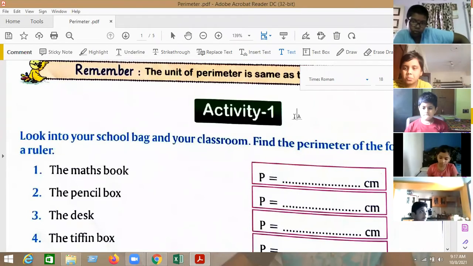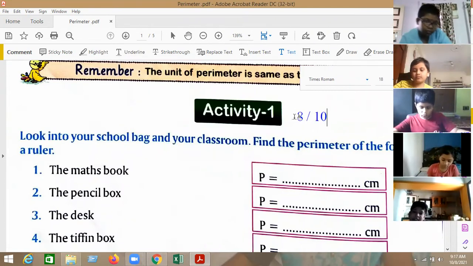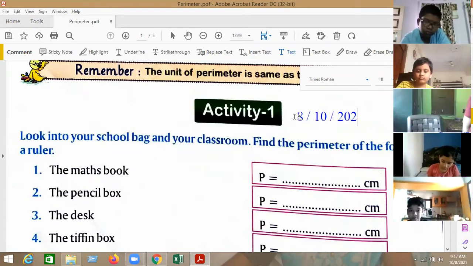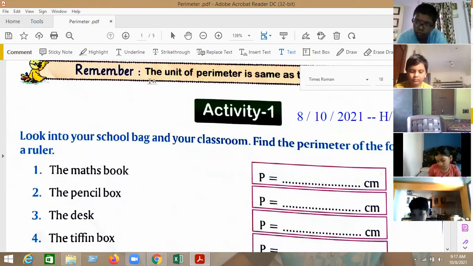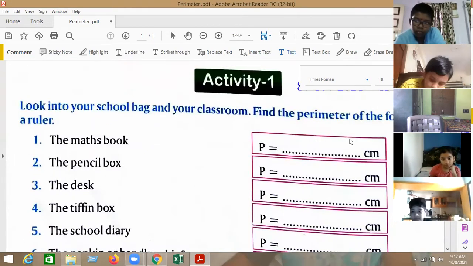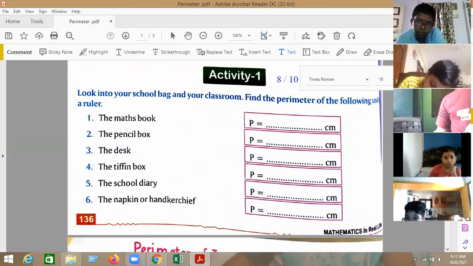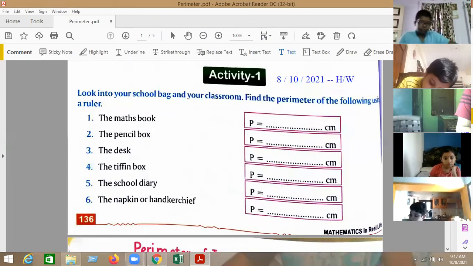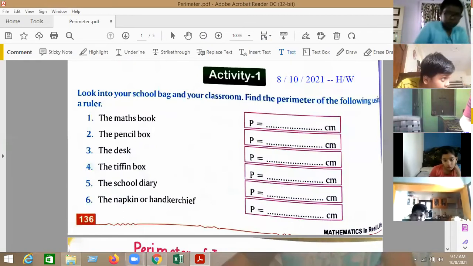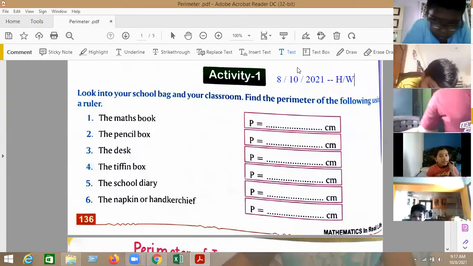Now write down today's date: 8/10/2021. This is your homework. Page number 136.